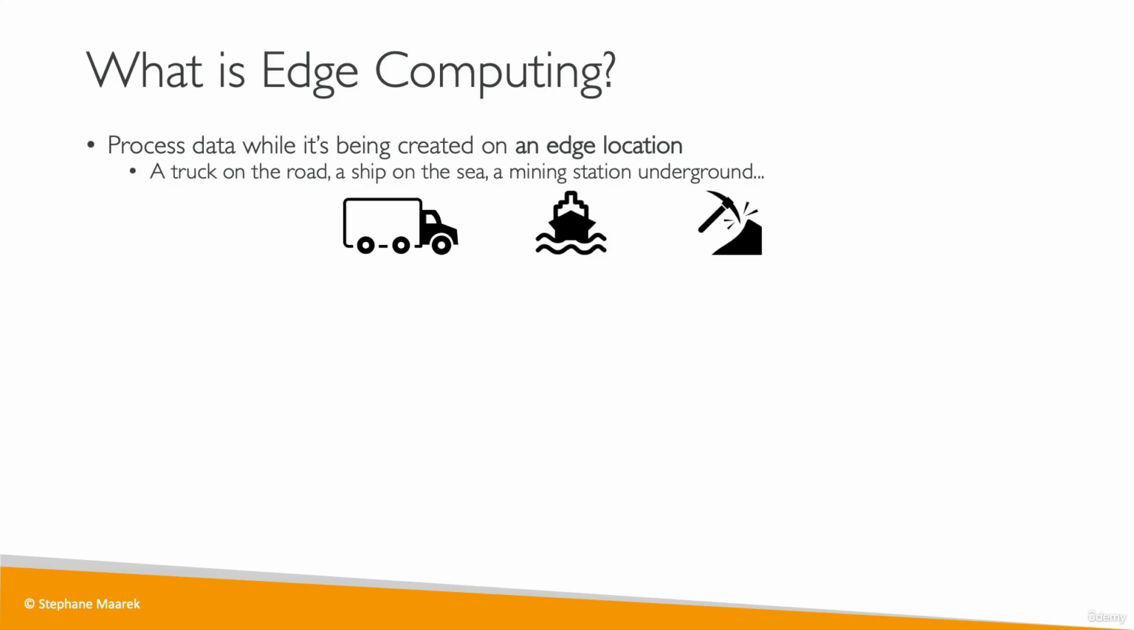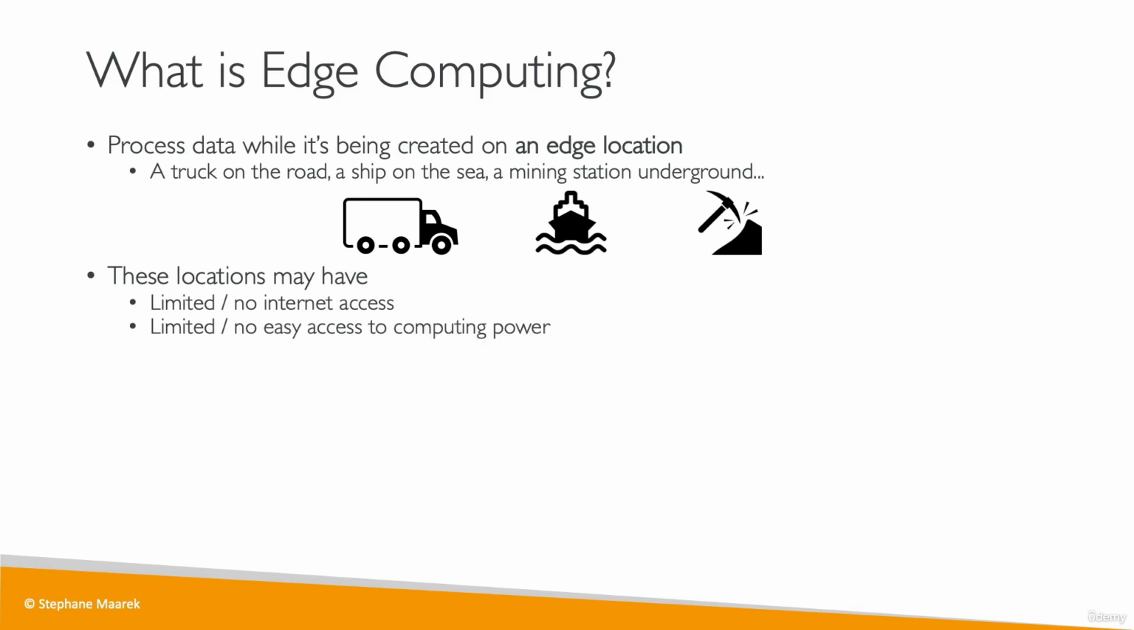So for example, if you have a truck on the road, or a ship on the sea, or a mining station underground, all these things can be called edge locations because they can produce data, but they may not necessarily have internet connectivity. So either limited connectivity or no internet access, or no access to computing power. And so you may still want to run computation, data processing at these locations. And for this, we need edge computing.